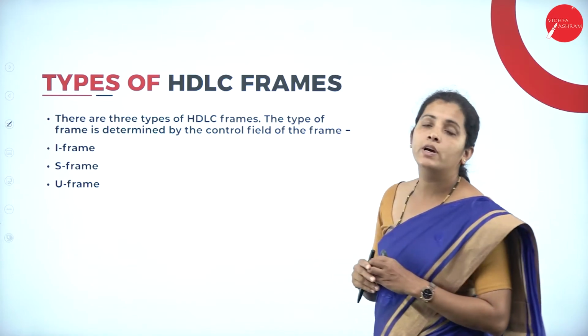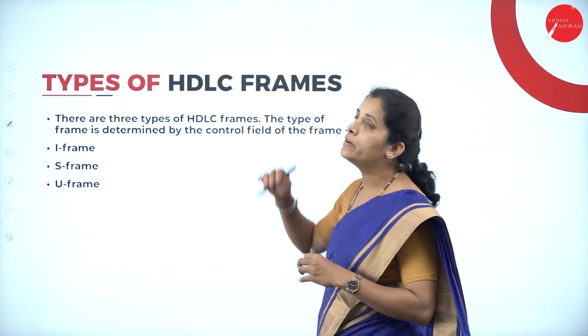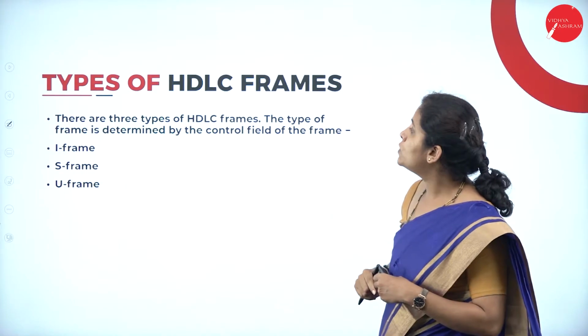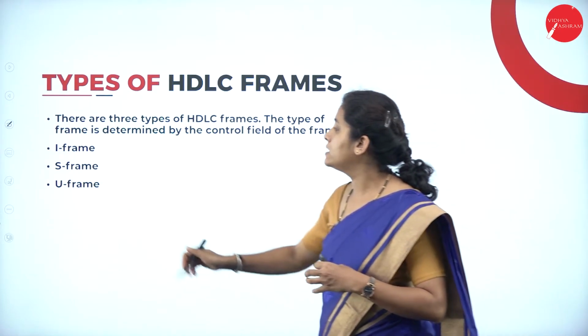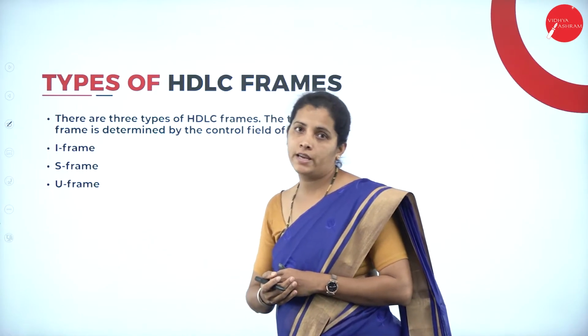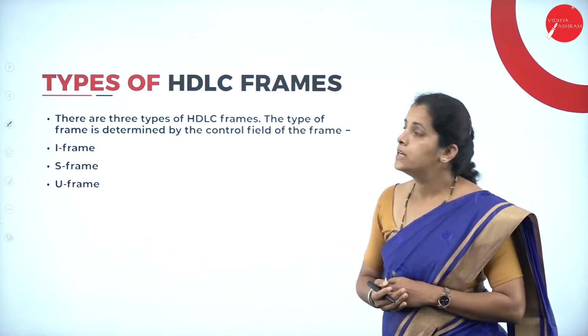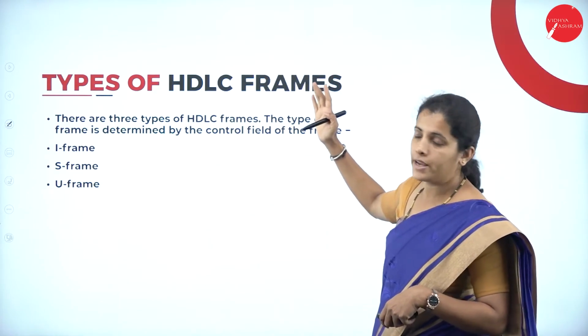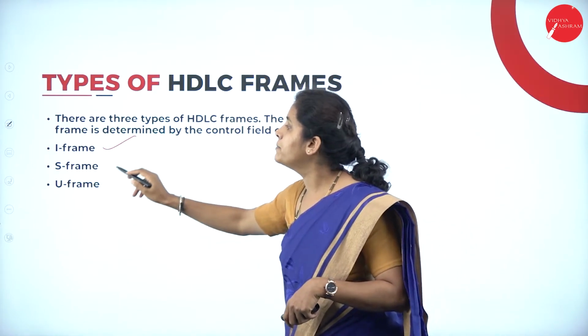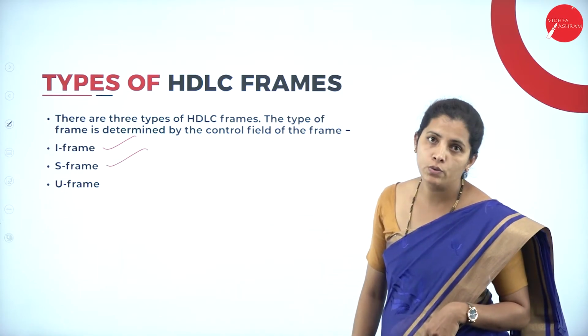Moving further, we are going to get the types of HDLC frame. There are 3 types of HDLC frame: I frame, S frame and U frame.